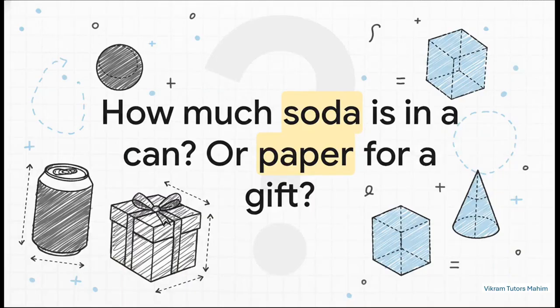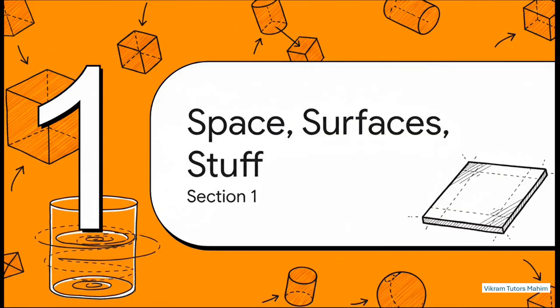Figuring this stuff out really just comes down to two simple but super powerful ideas: what's on the inside of an object and what's on the outside. Once you master that difference, you'll have the tools you need to measure just about anything. So first things first, let's get our toolkit ready. Before we can start measuring any shape, we have to be super clear on what it is we're measuring. And it all boils down to three key ideas: volume, surface area, and capacity.